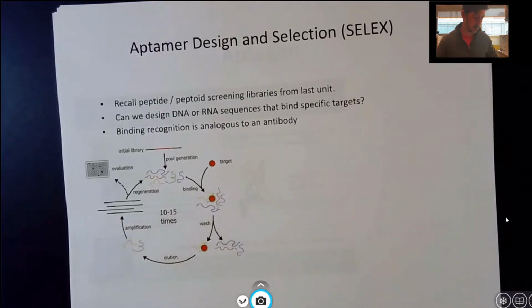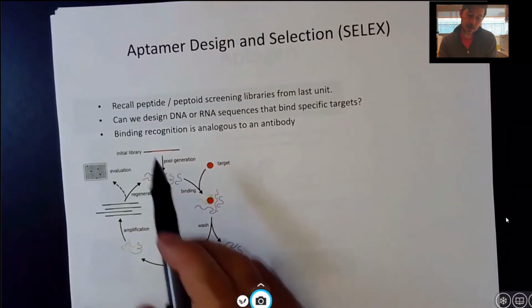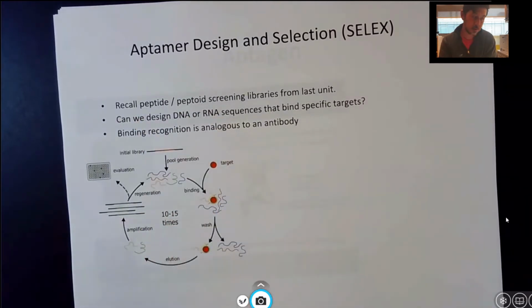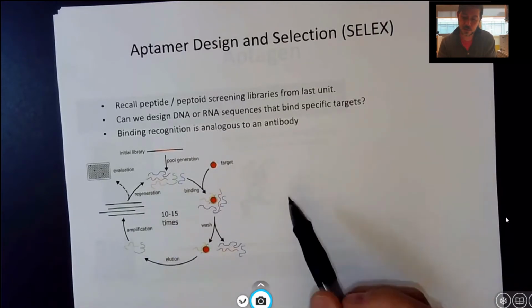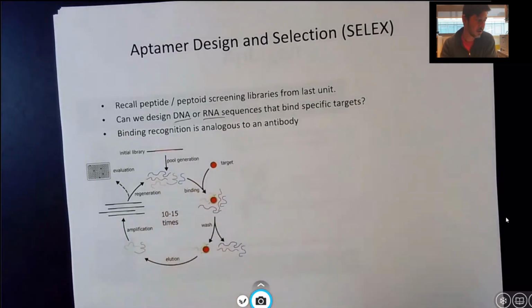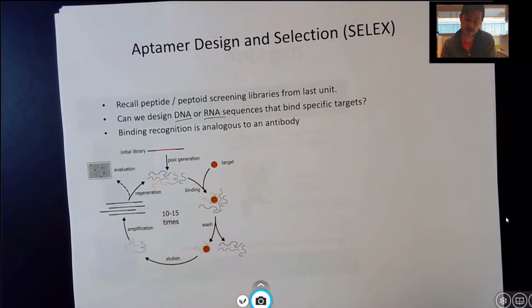All right, aptamer design selection. I want you to think and recall the peptoid screening libraries that we learned from the last unit, peptides and proteins. Remember when we had large libraries of peptides that we could generate. This was very powerful because we could generate potentially millions of different unique compounds simply by altering the number of different R groups. So if this was a very successful way to develop novel compounds that can bind to specific targets, could we also design DNA or RNA sequences that also bind to specific targets?